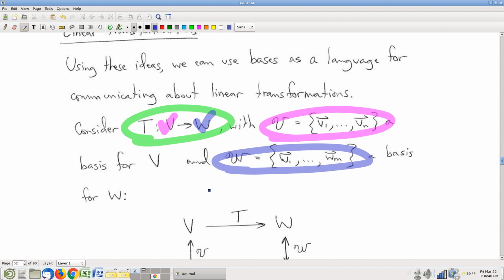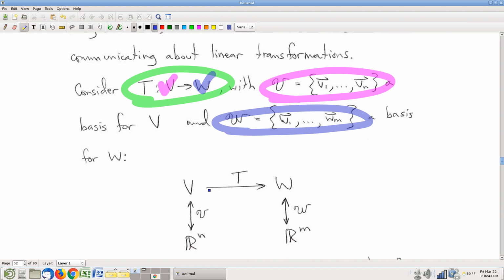Here's how it works. Let's just represent what we've got. Don't forget what a basis does. Script V, being a basis for the vector space V, is a way of converting vectors into coordinates. Right? That's what a basis does in the vector space V. Script W is a way of turning vectors into coordinates in the vector space W. Again, that's what a basis does. And don't forget, the abstraction that we're trying to deal with here is a linear transformation from V to W.